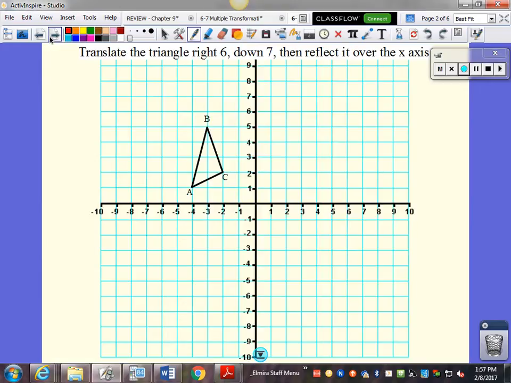Okay. So the first part of this gives examples like translate the triangle right 6 and down 7, and then reflect it over the x-axis. Okay. So order matters. It says to do the translation first. Okay, so I'm going to do that. I'm going to take my ABC and I'm going to translate it right 6, down 7.